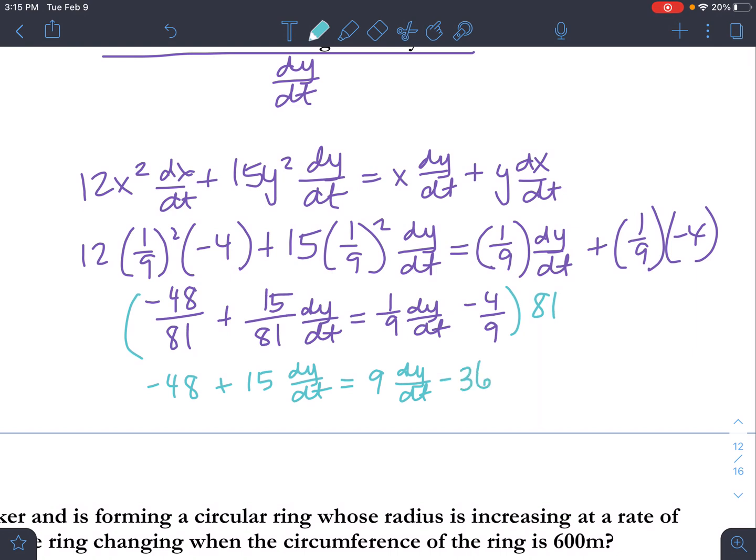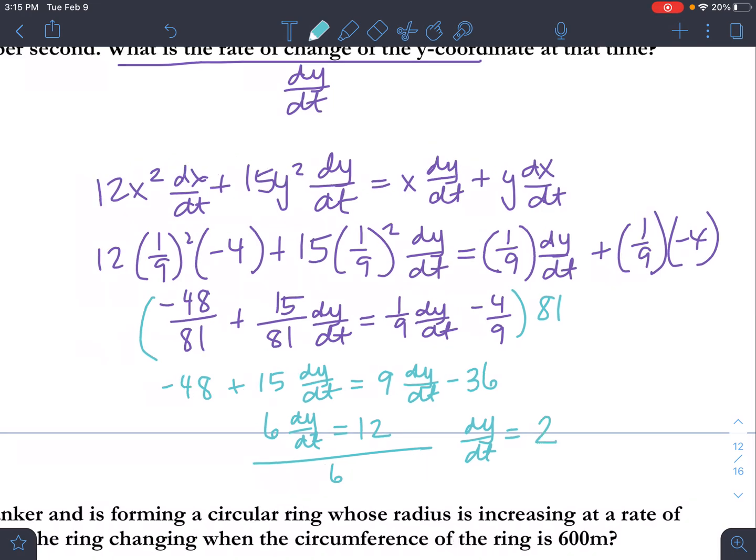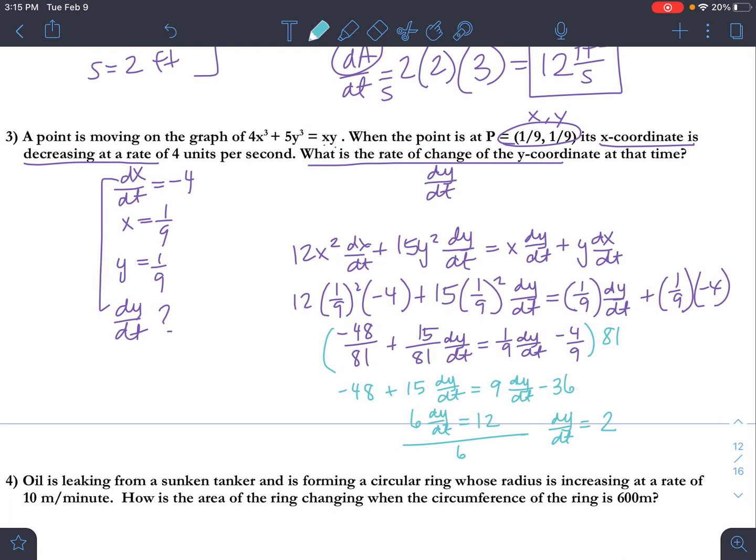Okay, and then just get, so dy/dt, if I subtract, I would get 6 dy/dt on this side. If I add 48, I would get +12. So I divide by 6, and I get dy/dt is equal to 2. All right, and that's my final answer here. Again, you could have some huge unsimplified fraction that still simplifies to 2.